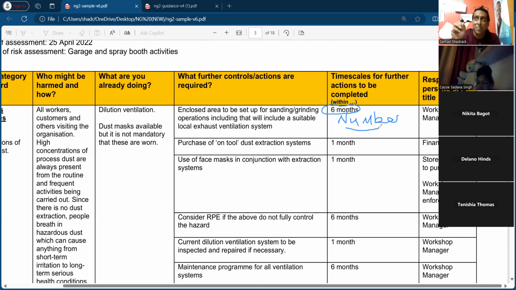No, that's wrong, because that's words to be implemented. It must be a number. Tell me if you're okay with that. In case of doubt, put a number: 4 weeks, 2 weeks, 1 month, which is 4 weeks, 3 months, 6 months. Put the number. Don't put anything that is vague, right?